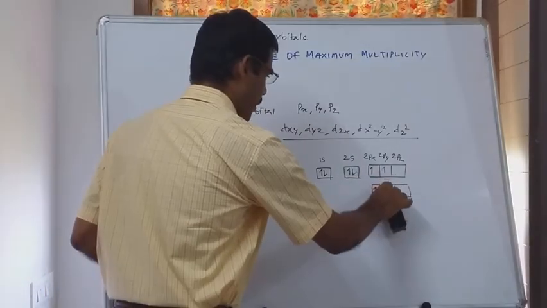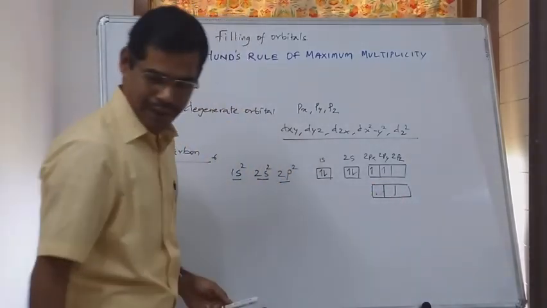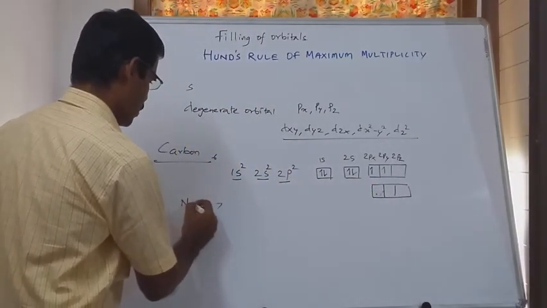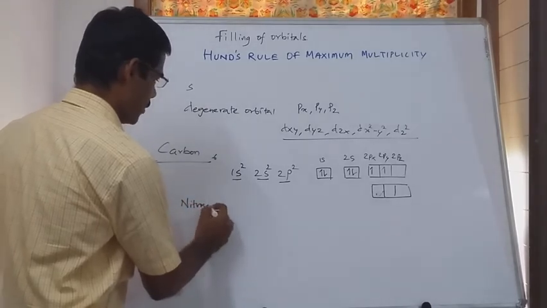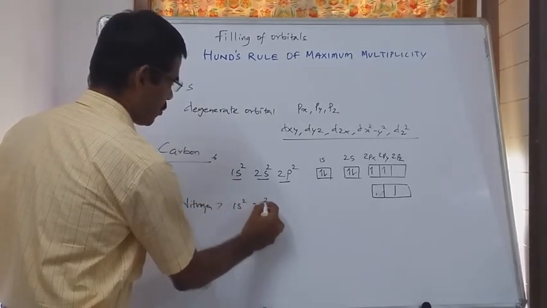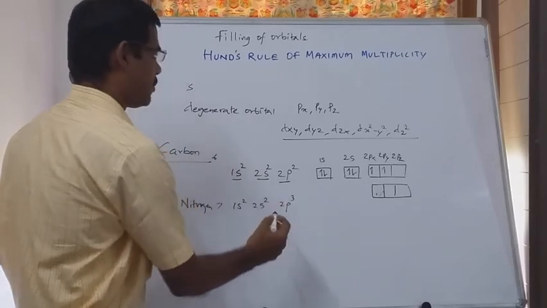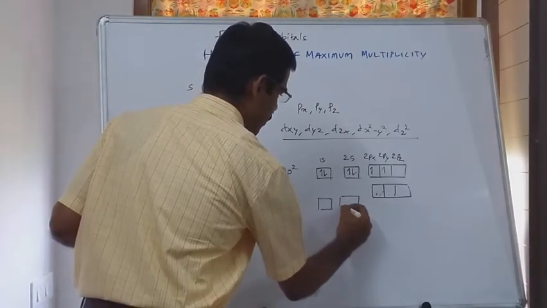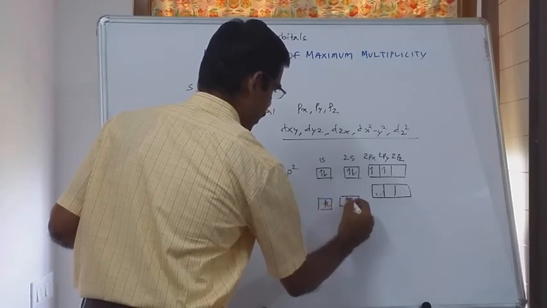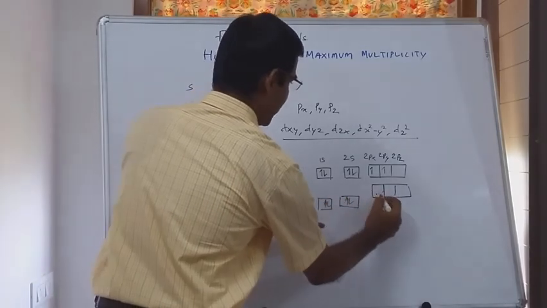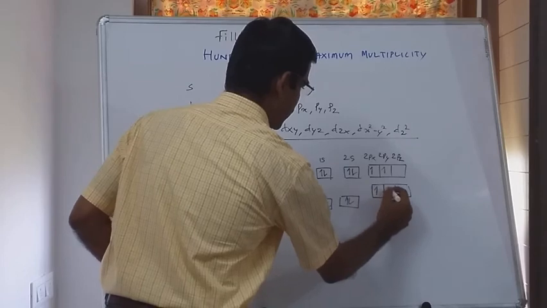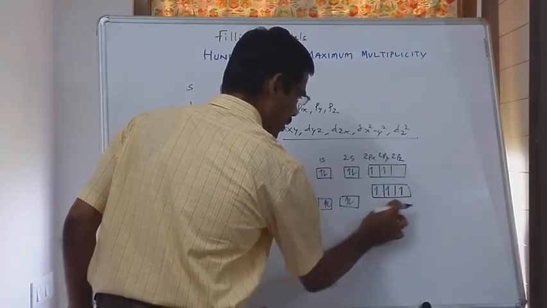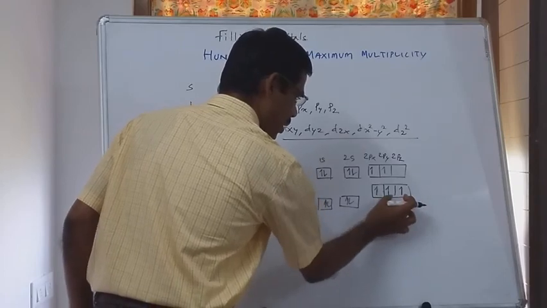Now let me write another example. Say nitrogen, 7. So for nitrogen, how to write? 1s2, 2s2, 2p3 will come. So in this case, you see 1, 2, 1, 2. This is again 1s, this is 2s. I can write the same thing here. 1, 2, and the third electron I am writing here, because all the available orbitals are now singly filled.